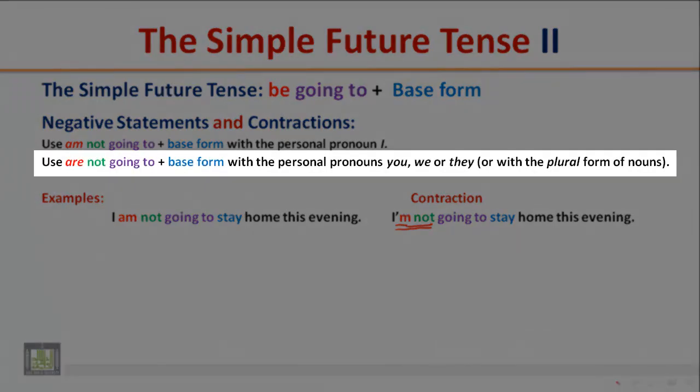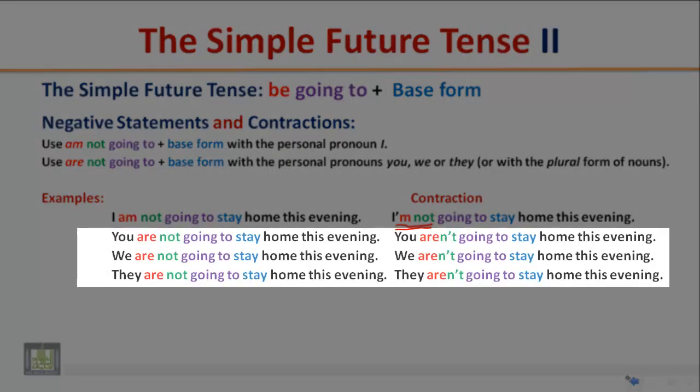Use are not going to plus base form with the personal pronouns you, we, or they, or with the plural form of nouns. Examples: We are not going to stay home this evening. We aren't going to stay home this evening. They are not going to stay home this evening. They aren't going to stay home this evening.